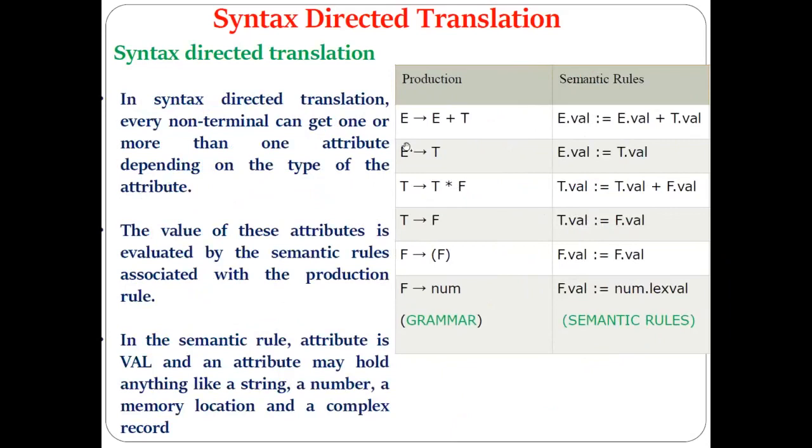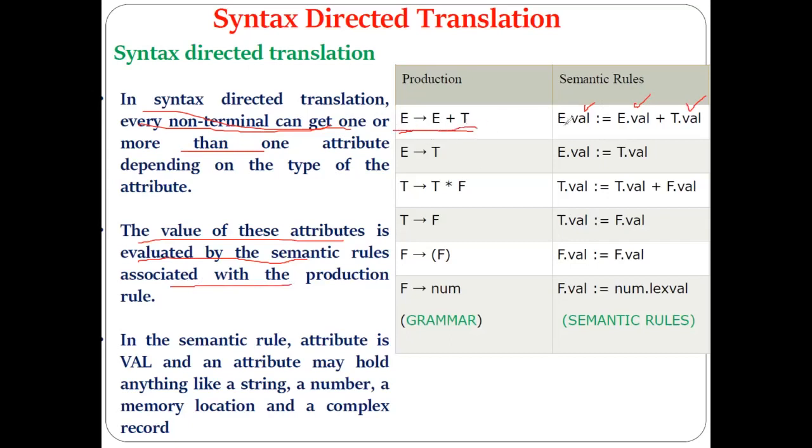So the same things I have mentioned here. In syntax-directed translation, every non-terminal gets one or more attributes. In this grammar production I have the non-terminals E and T, and each of these non-terminals will get some attributes. Here the attribute name is dot val. Val is not the value; here dot val is the attribute name. The value of this attribute is evaluated by the semantic rules associated with the production.